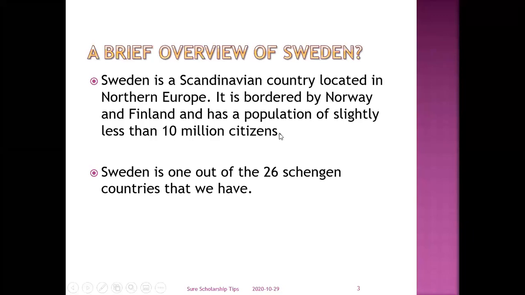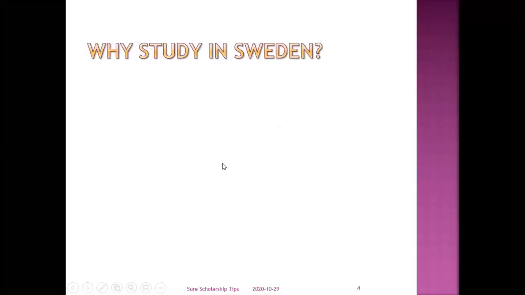So from here, we move on. The question that will come to mind is why study in Sweden? Because I believe there are other study destinations other than Sweden. We have Canada, we have USA, we have UK, we have Germany, we have Norway, we have Finland, and all other good countries. We have Russia. So why study in Sweden? That's the first question that will come to mind.